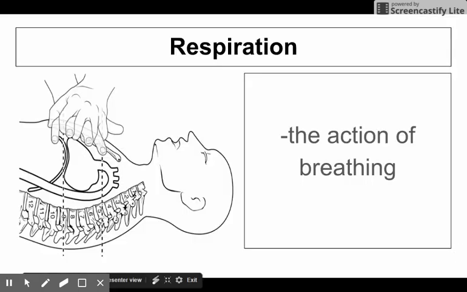Guys, this is Miss Casey, and we're going to spend a couple of minutes talking about some of the vocabulary that you're going to be coming up to in science that has to do with the respiratory system.